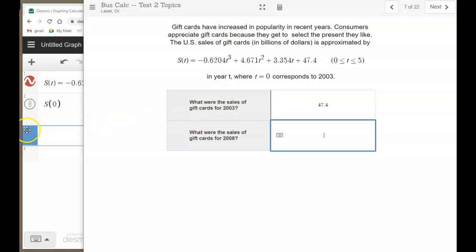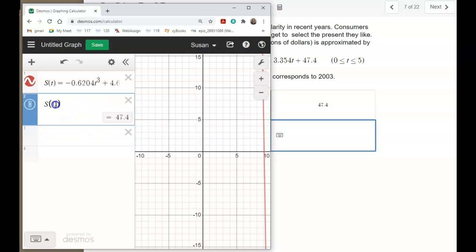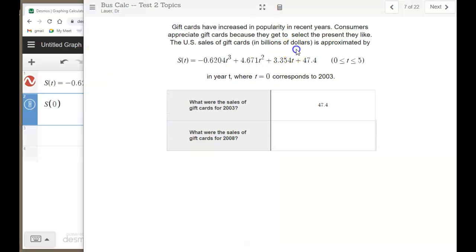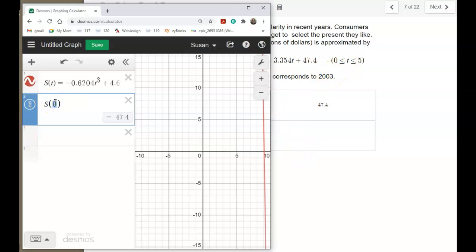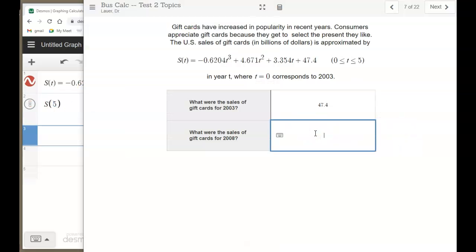And then, what were the sales of gift cards in 2008? That would be S of 3. 8 would be plus 5. So it would be S of 5. And I get 103.395. 103.395, three decimal places for the test.